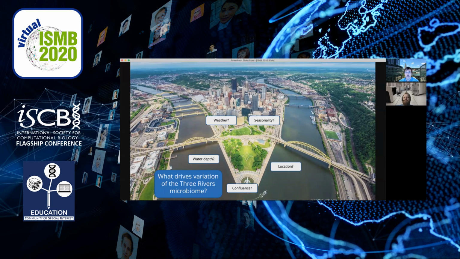And we were interested in working with our students to figure out what drives the variation. Is it weather or seasonality? What about different locations within the rivers? As well as the fact that we have an opportunity to study the confluence of 2 rivers in Pittsburgh to see what happens after that point in terms of the geography of the rivers.